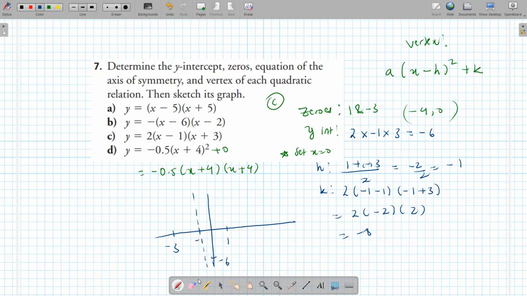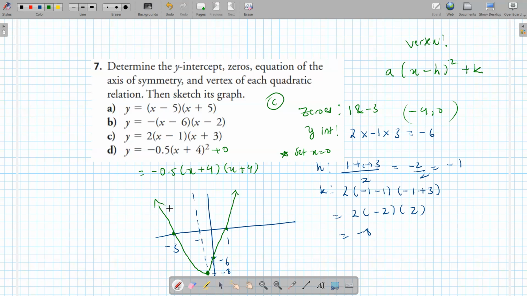And we know our vertex is at -1 and -8. So let's say that point down there is -8. And then we just connect all the dots. This is a parabola that opens upwards because the a value is positive. And then you connect all the dots: x-intercepts, vertex, y-intercept. And this is it, just like that.